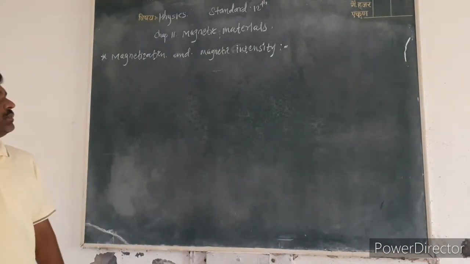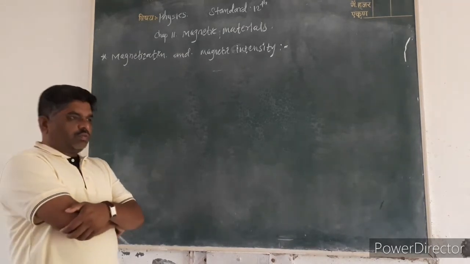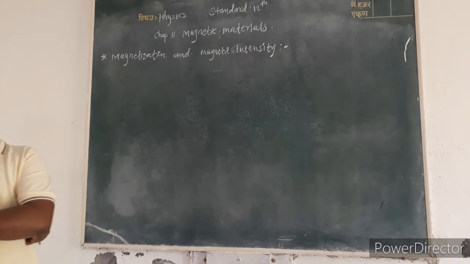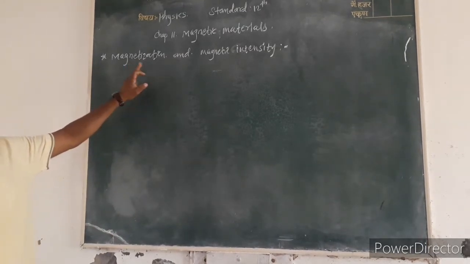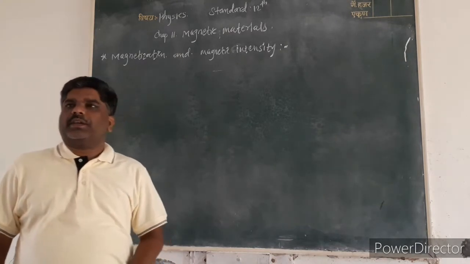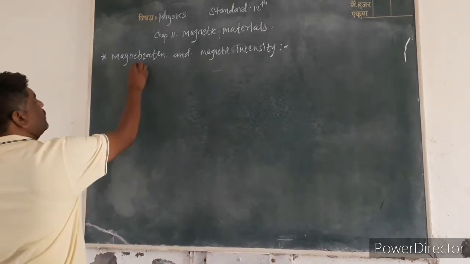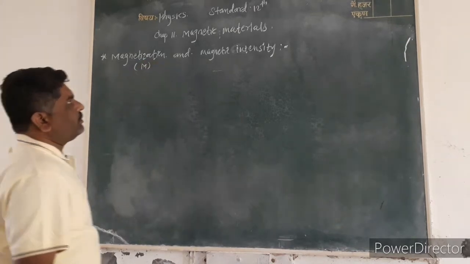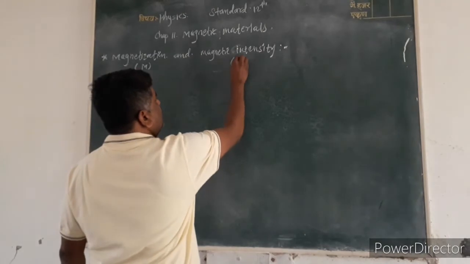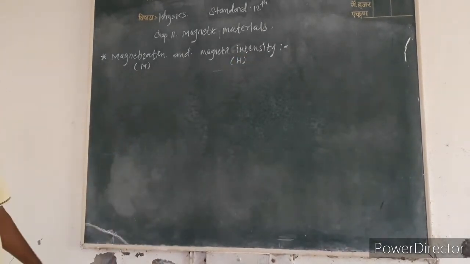Chapter 11, Magnetic Material. Now, today we discuss magnetization and magnetic intensity. The magnetization is given the letter capital M and magnetic intensity is given the letter capital H.